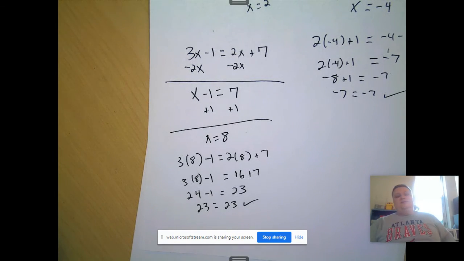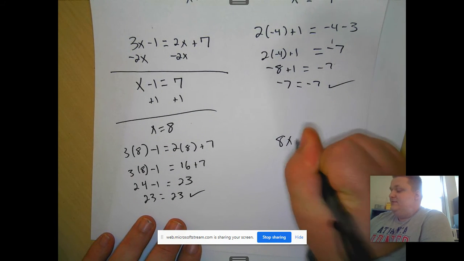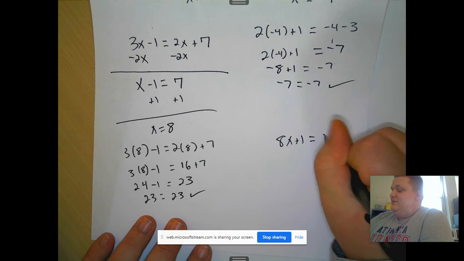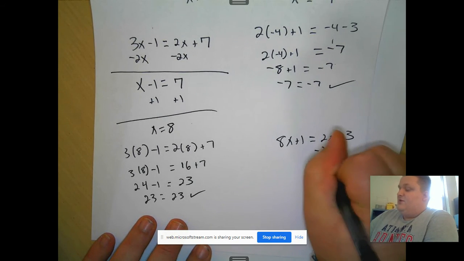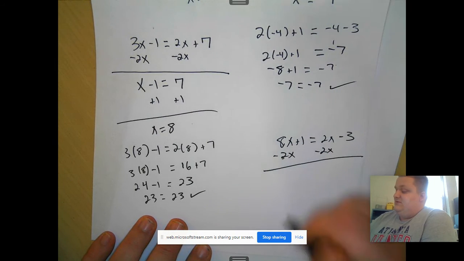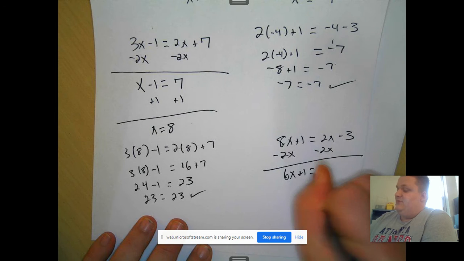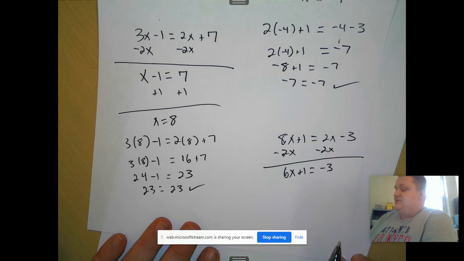So, you're just moving things around, combining like terms. Let's do one last example here. Let's do 8x plus 1 equals 2x minus 3. Same thing. Let's combine our like terms. Subtract 2x on both sides. You get 6x plus 1 equals negative 3.